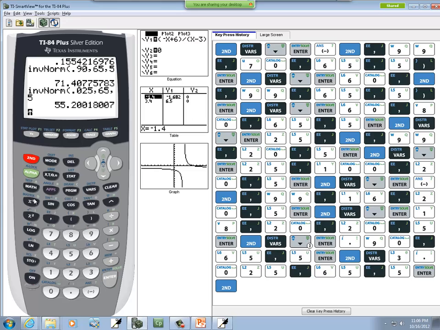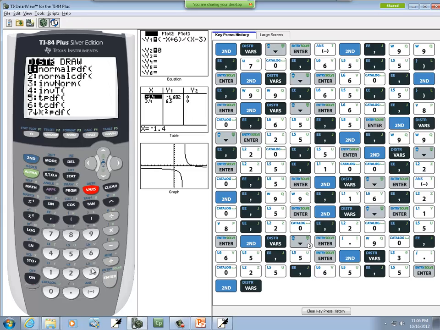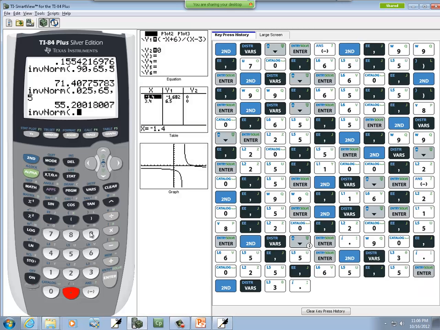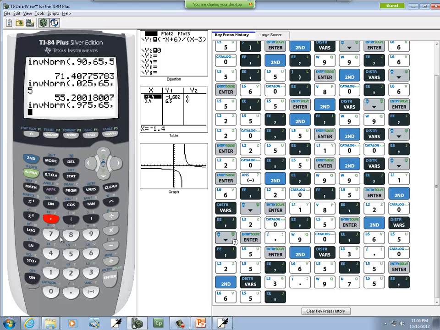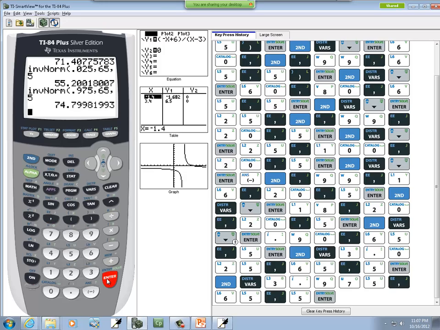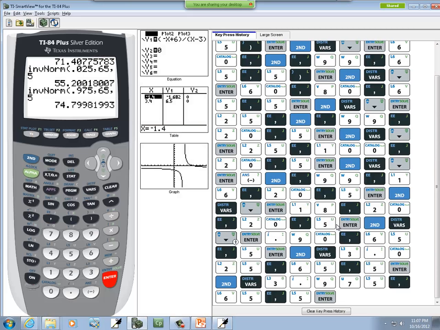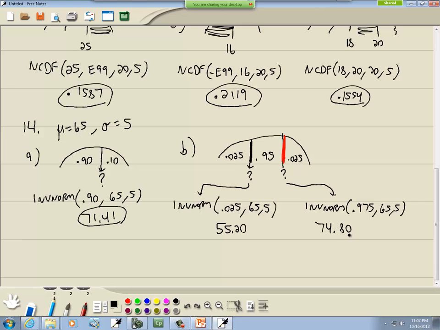And let's do the other one now. So we've got Inv Norm, so we'll do second vars, Inv Norm, 0.975, comma, 65, comma, 5. Enter. And we get 74.80, rounding to 2 decimal places. So these would be the two values that separate the middle 95% from the rest.